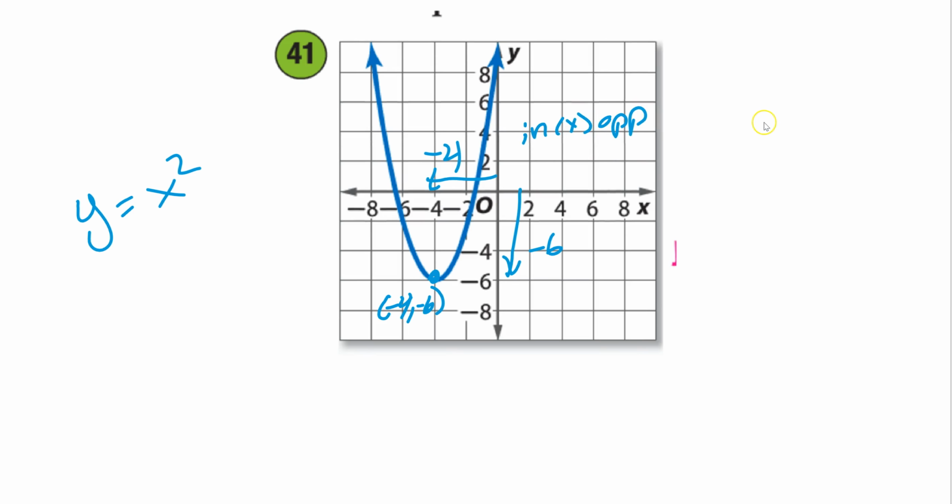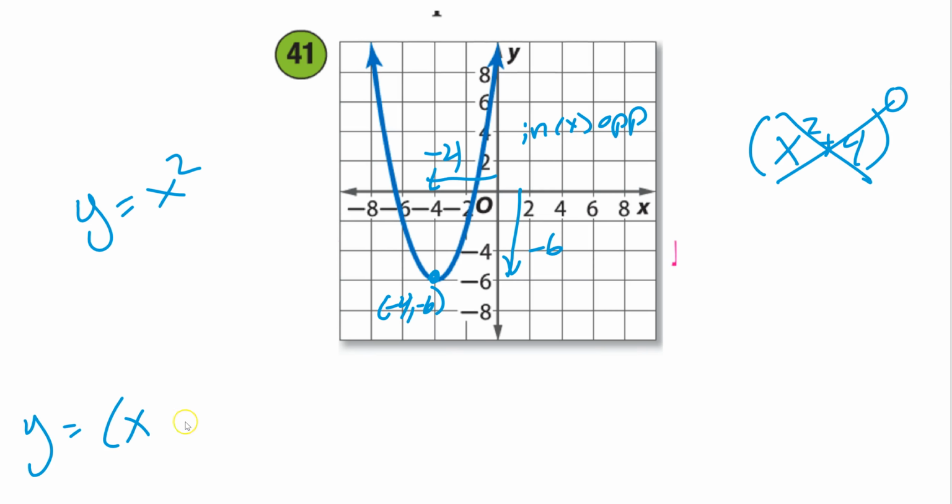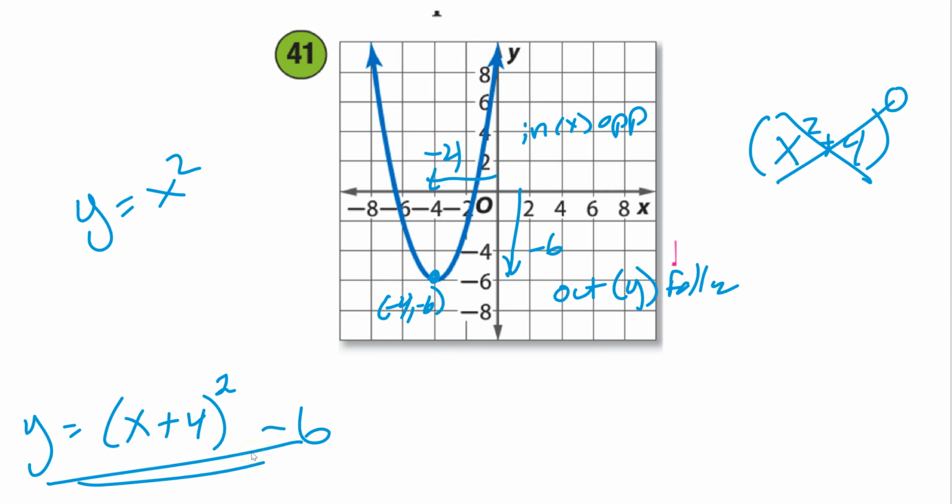A lot of people give me this. I see this all the time for inside. That is wrong. The square has to be on the outside right there. So it looks like a +4 to me. That's on the inside. So the way you want to write this is y equals (x inside opposite +4), close it, and then put the square. And then out here we went down 6, right? Outside 6, outside y follow. So on the outside we're going to put -6. That's what it should look like.